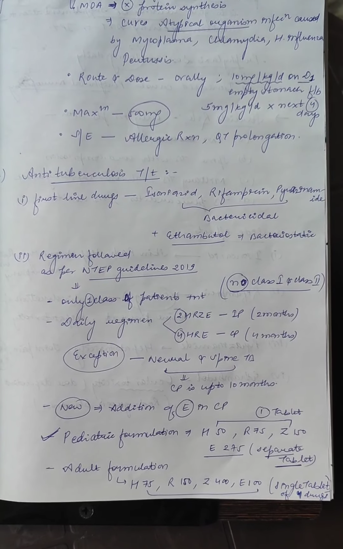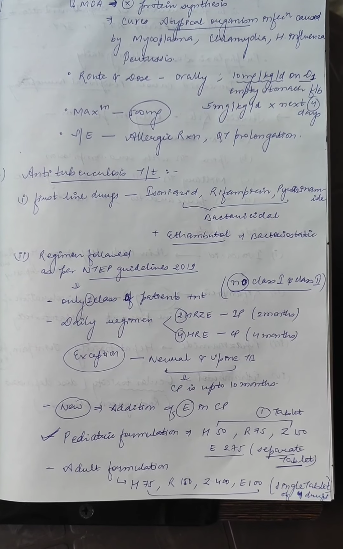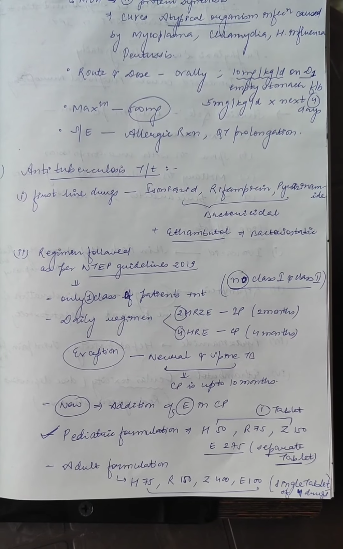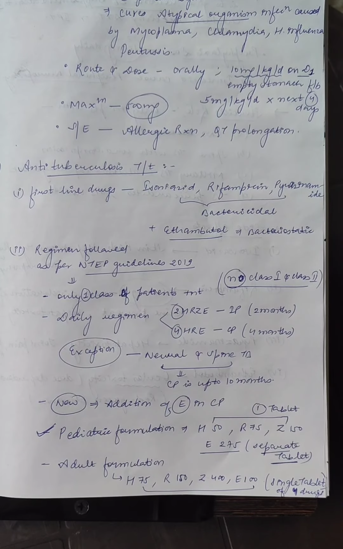The pediatric formulation is specific. This includes isoniazid 50, rifampicin 75, pyrazinamide 150 and ethambutol 275. Among these, the HRZ is available in one tablet and ethambutol 275 is present as a separate tablet.